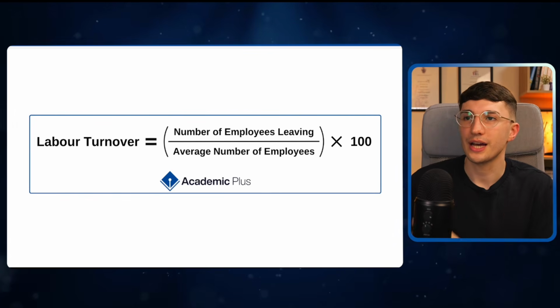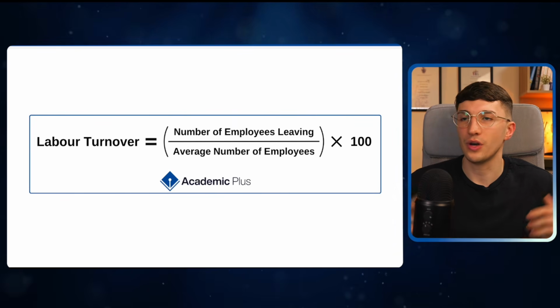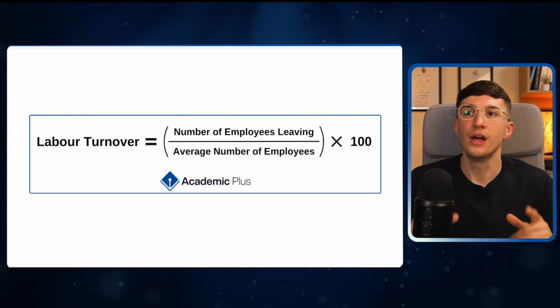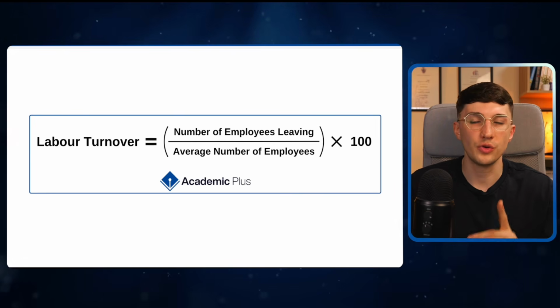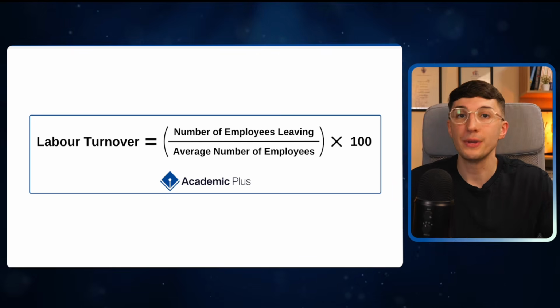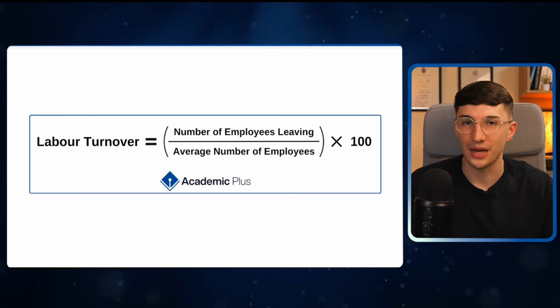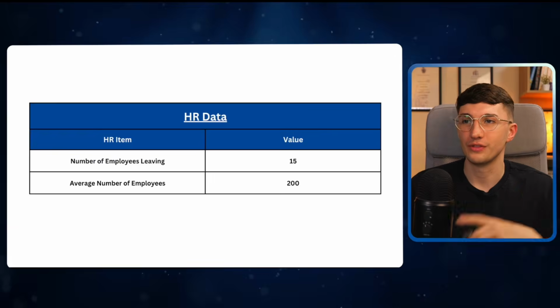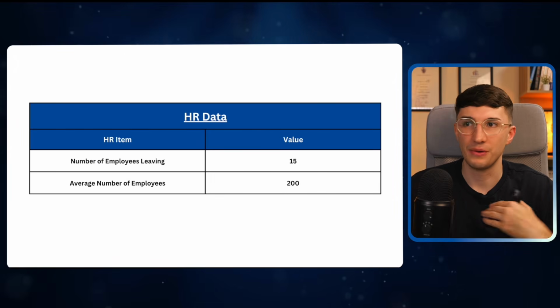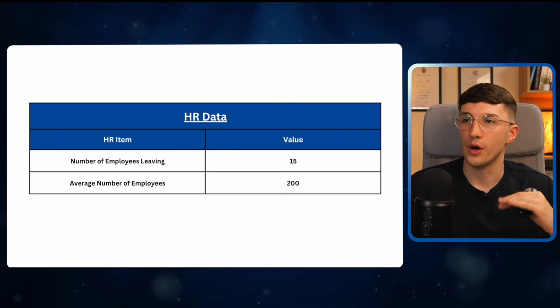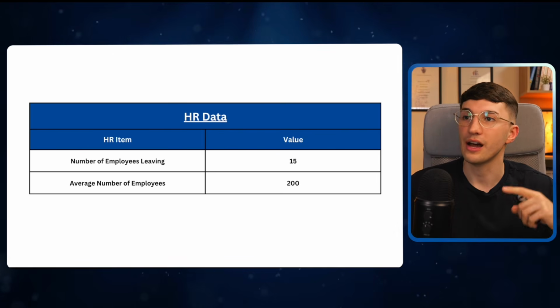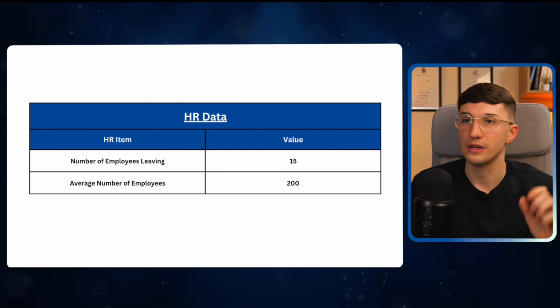And the way we calculate this is we take the number of employees leaving over that period of time divided by the average number of employees. The reason we want to use the average is because we may be hiring employees as well in that period. So once again, let's say I've been really kind and given you all the data. The number of employees leaving is 15 and the average number of employees that we have is 200.